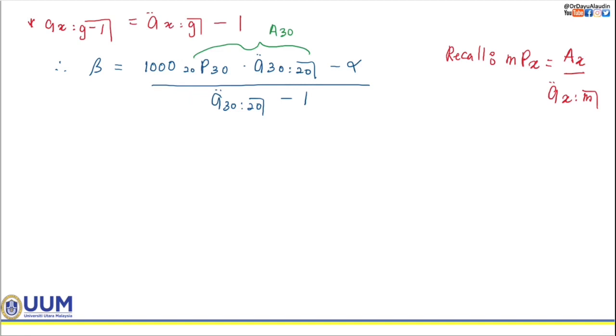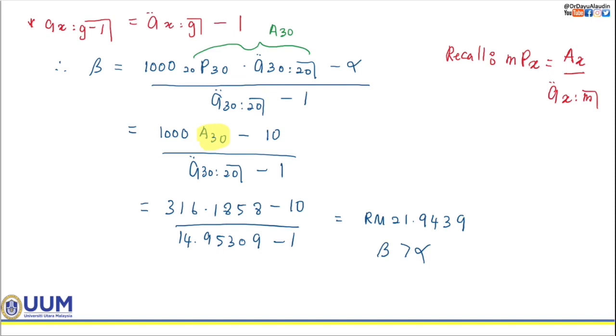So now we can calculate the equation. So this is actually the insurance, the benefit A X, equal to M P X times the annuity for M years, minus alpha. Then we substitute the values of alpha, and for this insurance and annuity we refer to the life table, and we get 21.9439.